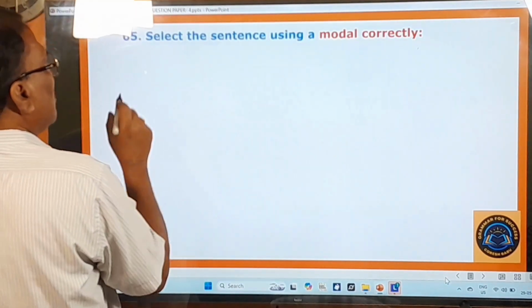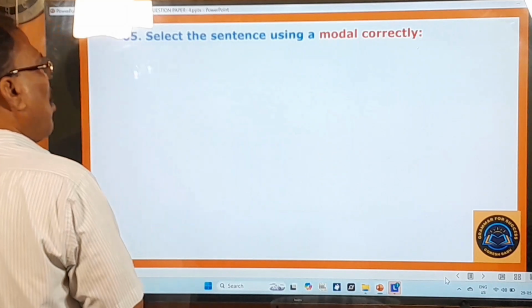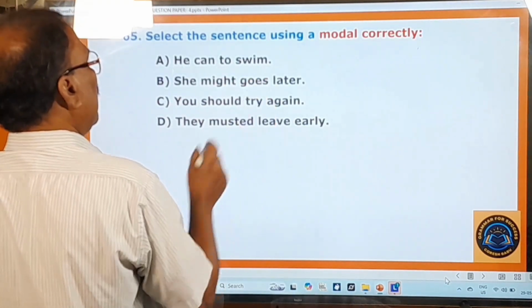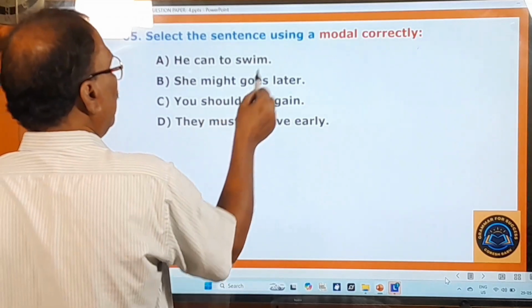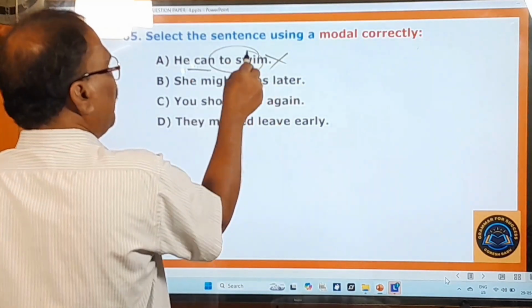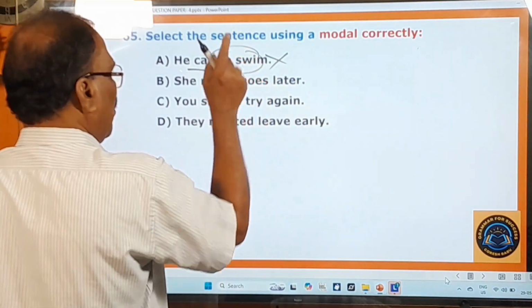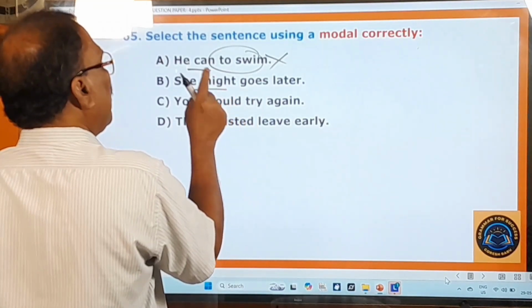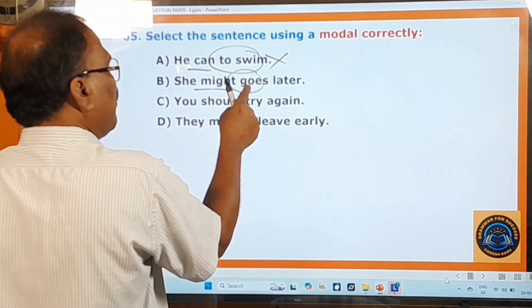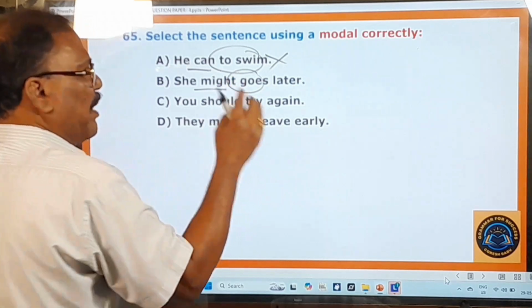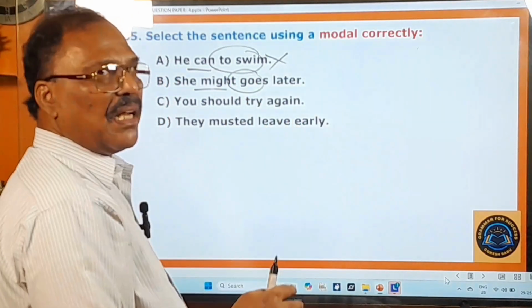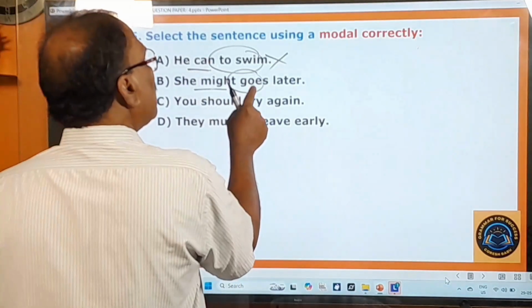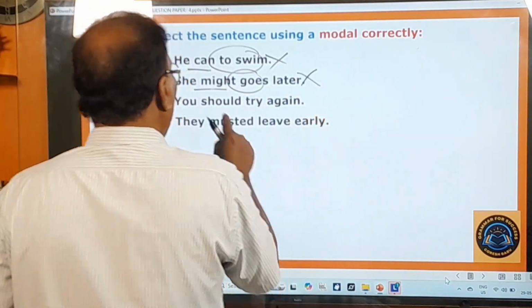65th question. Select the sentence using a modal correctly. What is that sentence which is using the modal correctly? Here you pay attention. He can to swim, no. After can, to infinitive should not be used. Therefore, this is wrong. She might goes. After the modal verb might, you should not use the verb in the singular number. ఎప్పుడైనా verb కు yes గాని yes గాని చేరిస్తే singular number verb గా మారుతుంది. So here she might goes is wrong. Therefore, wrong. You should try again.